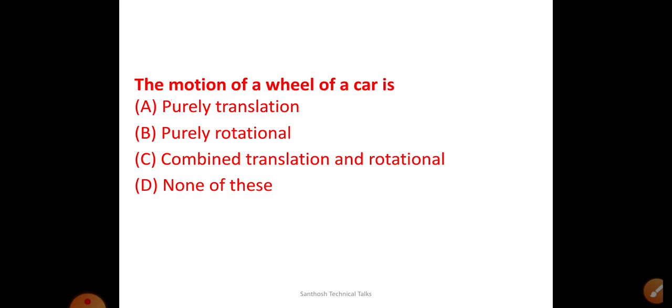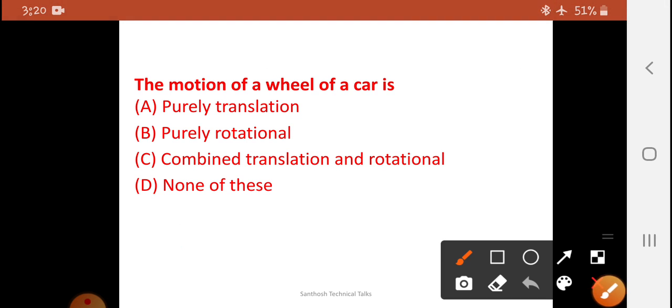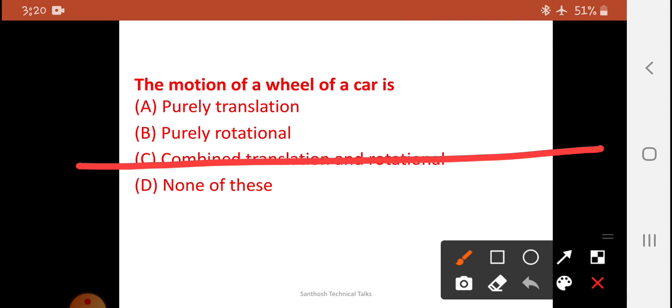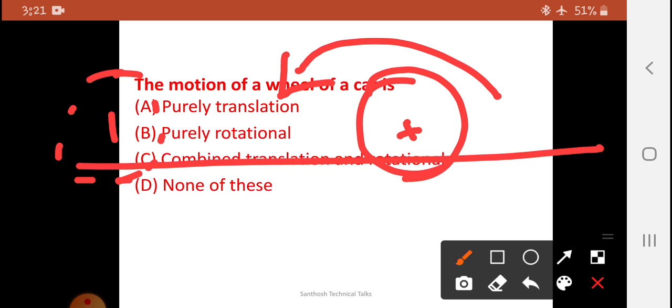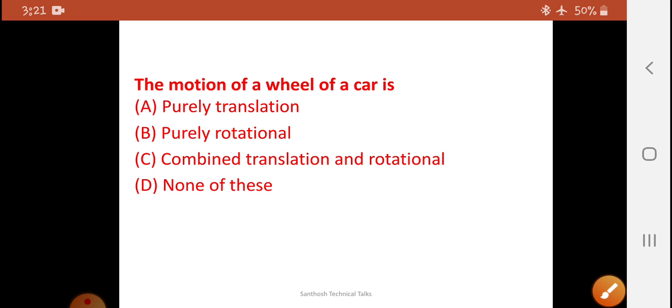Okay, very superb question. The motion of a wheel of a car, take an example. This is a road, this is a vehicle wheel. The vehicle wheel, generally what it will do, it is moving in this direction and also it covers some lateral distance. Therefore, a combination of both translation and rotation will be there in order to find the motion of the wheel.